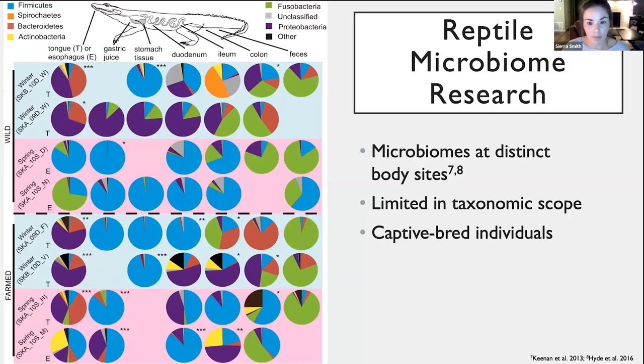So the reptile microbiome research to date has focused on identifying the microbial diversity along the GI tract, which is the series of organs that begins with the mouth and ends with the cloaca. And like this study, most of the studies are limited to just a comparison of one species. And so in this study, they identified the microbial diversity at different organs. And you can see that different organs of the alligator do have different compositions of microbes. However, this study, along with all the others, is limited because it only sampled captive bred individuals.